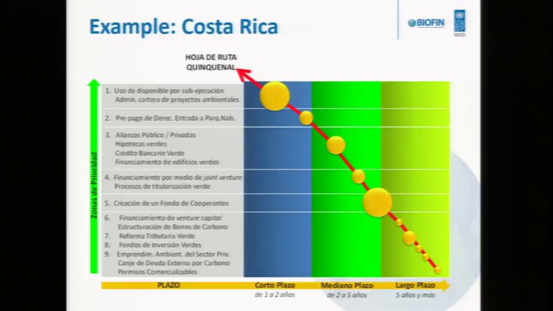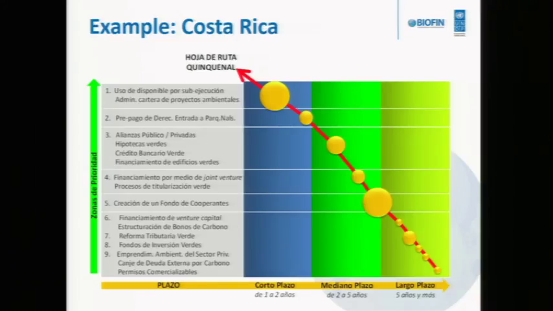So I do not speak Spanish, but I know enough about this graph to explain what it is. This is how Costa Rica displayed their prioritized finance solutions. The bottom line is time, so how long it would take to implement. The green line going up is priority. And the size of the circles, the yellow blobs, is the financial scale.